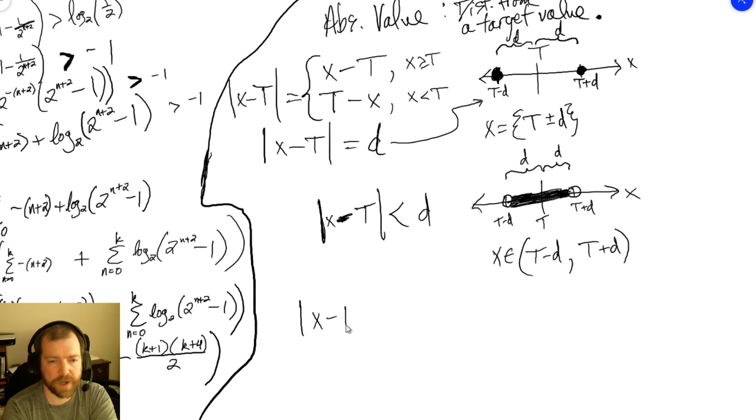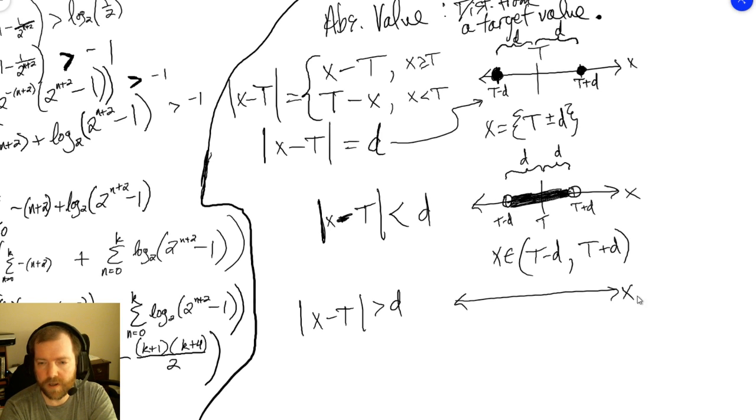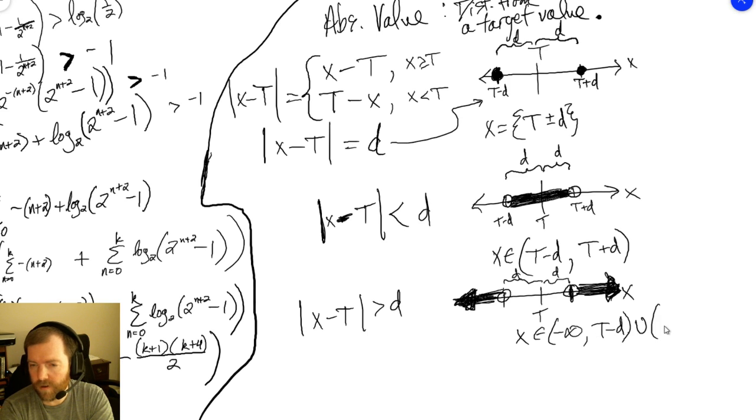All right, what about x minus t being greater than d? Well, same thing. You draw the same picture. You got x, you got t, you got d in the upper direction, you got d in the lower direction. That leaves these 2 locations. You can't be at those locations, but you must be further away. So if I'm further away, that means that my solutions are out here. So what is that? That's x must be between negative infinity and t minus d, open, union, open, t plus d to positive infinity.